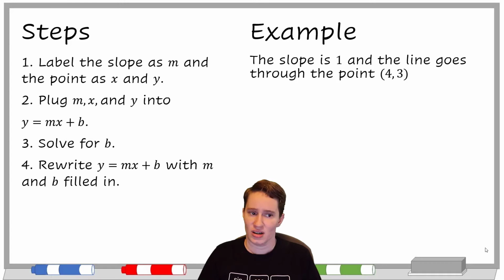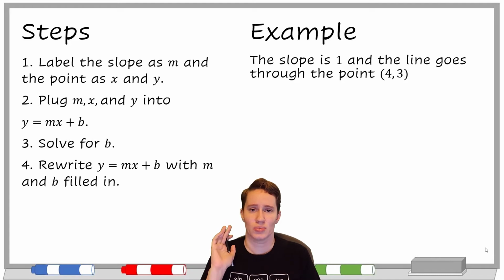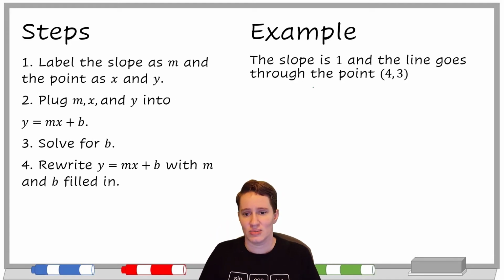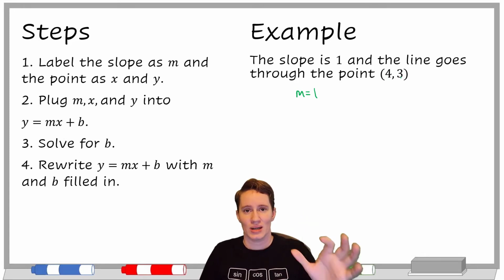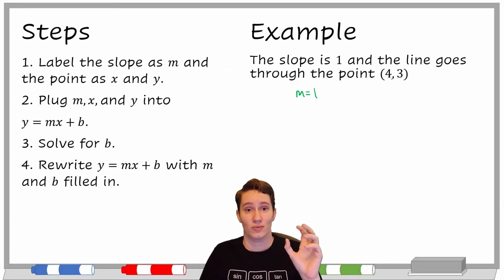So let's see here. We want to look at the example and it says the slope is 1 and the line goes through the point (4, 3). So what does that mean? It means I know that m is 1. And then here's the thing that we've got to wrap our heads around. In y equals mx plus b, we normally leave y and x as y and x. But those also refer to x values and y values.